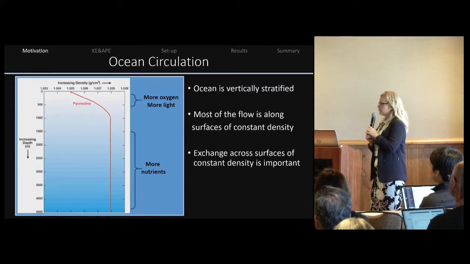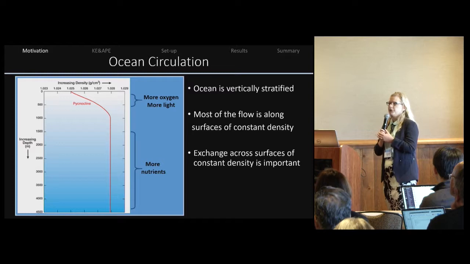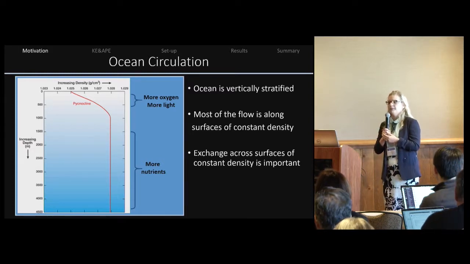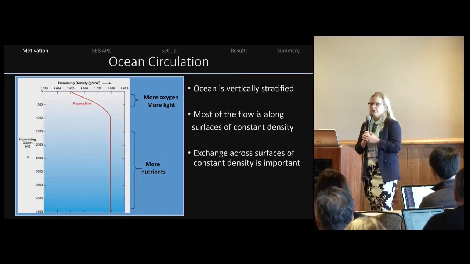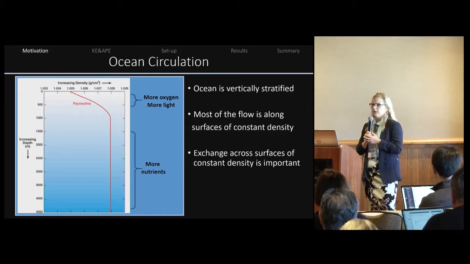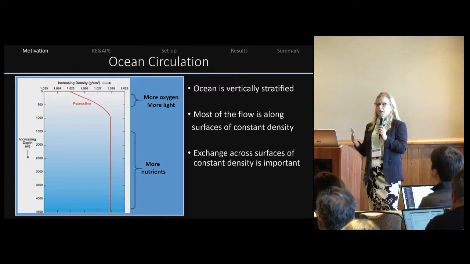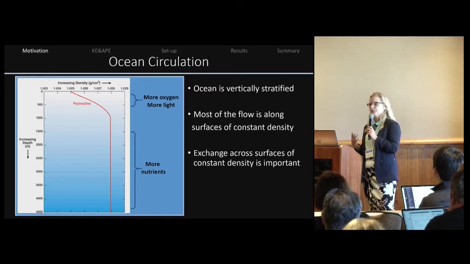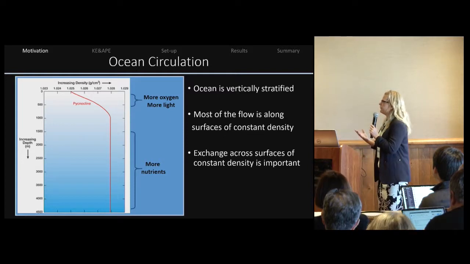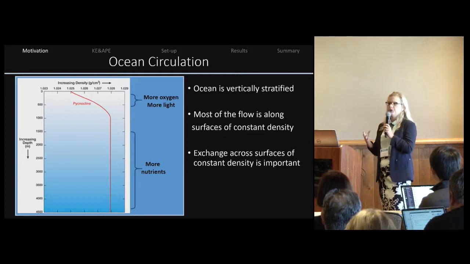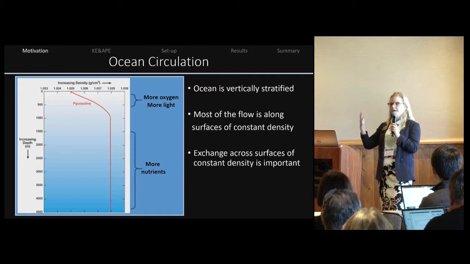So one of the things in the ocean is that it's vertically stratified. The top layer is a lot lighter than all the abyssal bottom layers, and most of the flow in general is along surfaces of constant density. The top layer in general receives much more oxygen and more light, whereas the bottom layer is where more nutrients are formed from decomposition. And the important thing is really the exchange of both nutrients and oxygen between the top layer and the bottom layer.